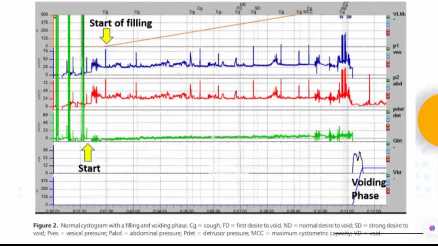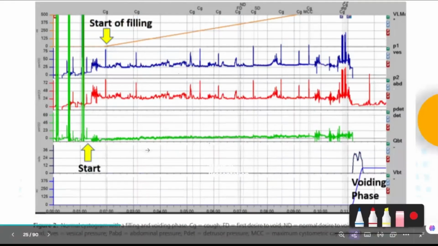That is normal. Then this is normal desire. ND is a normal desire to pass urine. This is FD, the first desire to pass urine. This is the strong desire. SD is a strong desire to pass urine. MCC is the maximum cystometric capacity. So this is overall normal.